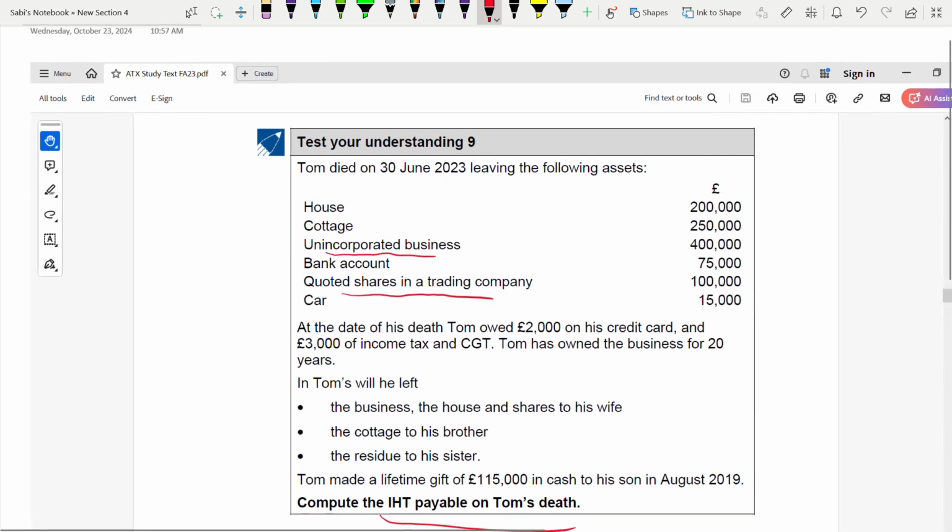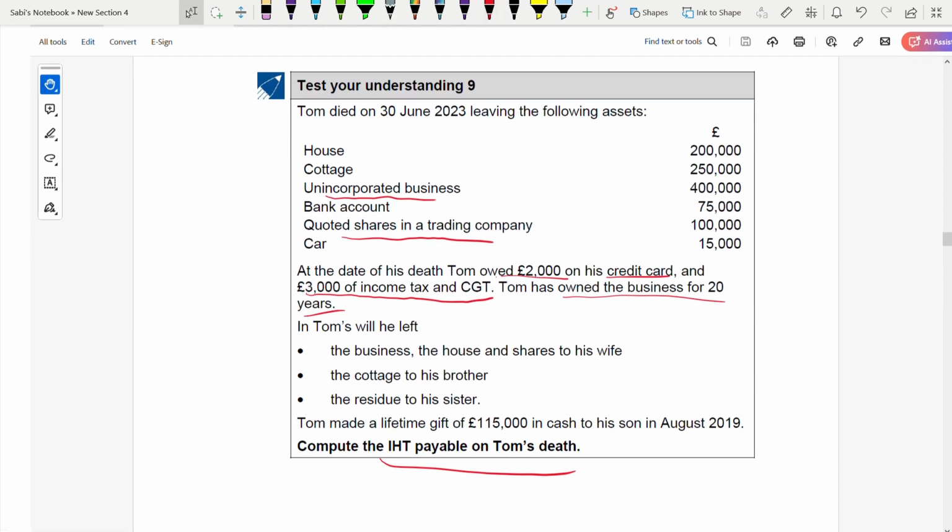Let's see. At the date of death, he owed 2,000 on his credit card and 3,000 of income tax and CGT, and he owned the business for 20 years. In Tom's will, he left the business, the house, and the shares to his wife. Remember, the wife is an exempt legacy. The cottage goes to his brother, and the residue to his sister.